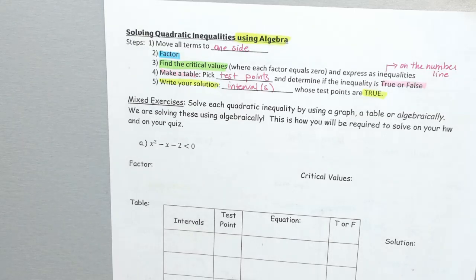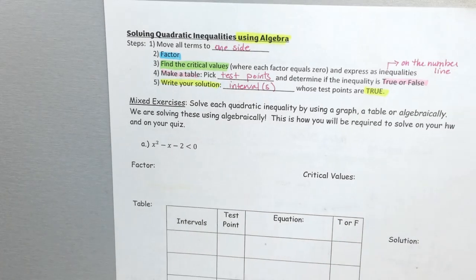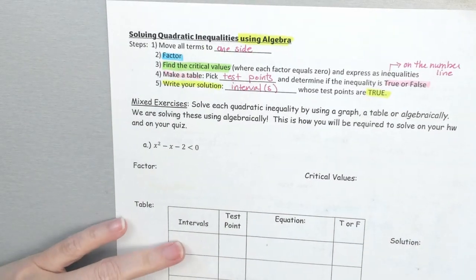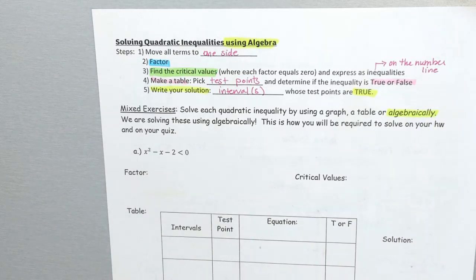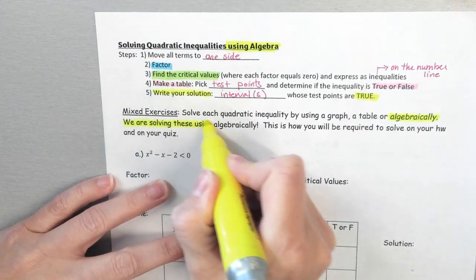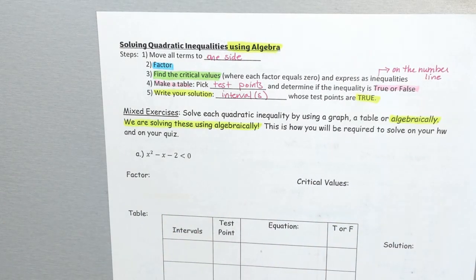Okay, so when you're doing your homework, this is going to be in the mixed exercises section, and that's why I called this mixed exercises. The directions the book has say: solve each quadratic inequality by using a graph, a table, or algebraically. We are going to do this algebraically. That is going to be your choice for these. You'll have other ones where you're solving using the graph.